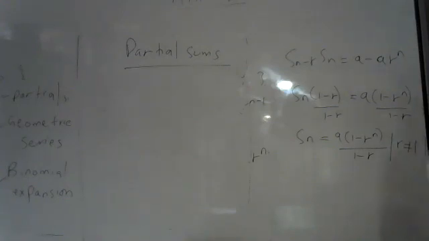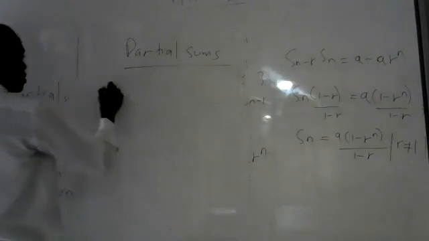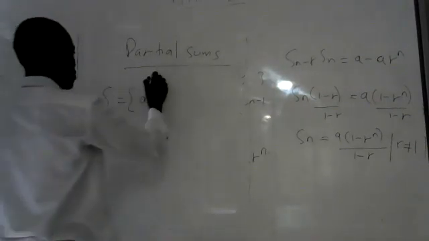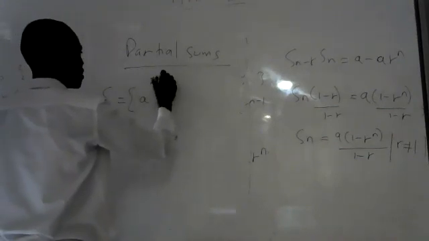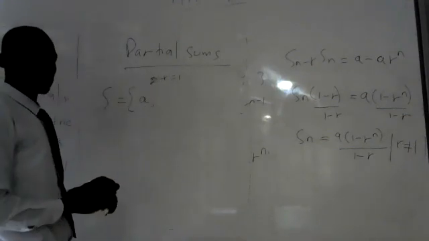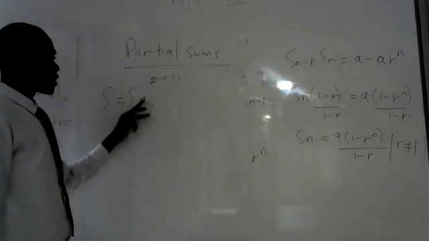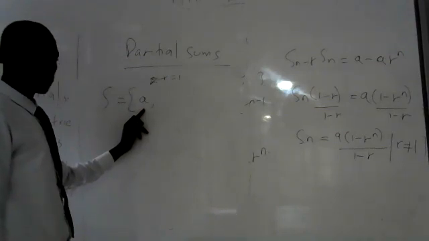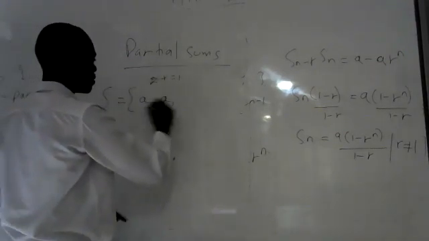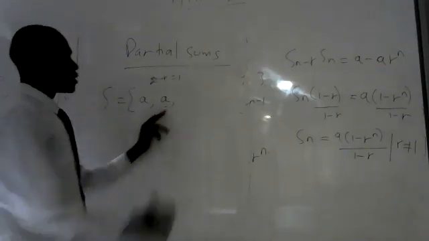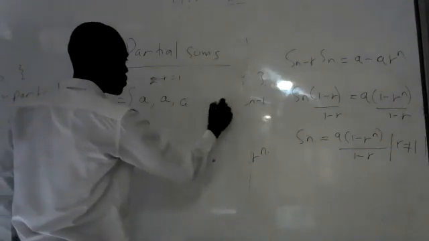Do you want an example of a sequence where the first term is A, and then R is 1? So when R is 1, what will be the second term here? The first term is A, R is 1. What is the second term? A, because R is 1. The second term is A. How about the third term? Still A. So all the way to the nth term, you're getting A.